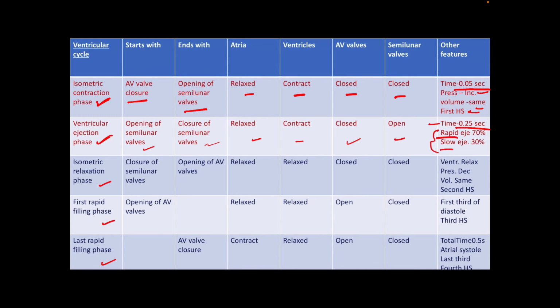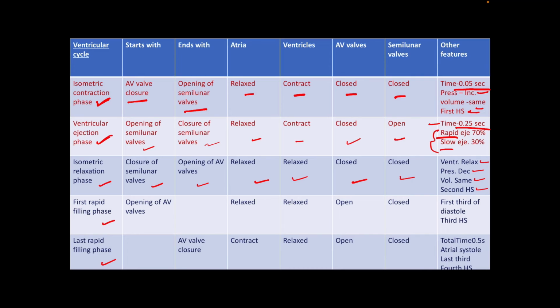and slow ejection phase pours 30% of the remaining blood. Okay, then the isovolumetric relaxation phase starts with closure of the semilunar valve and ends with opening of the AV valves. Here atria are relaxed, and ventricles are also relaxed. AV valves and semilunar valves, that is all four valves, are in closed state. Ventricles relax here, pressure is decreasing, volume is the same, that is no change in the volume, and the second heart sound is heard due to the closure of the semilunar valves.